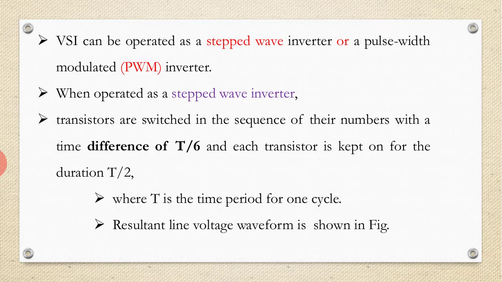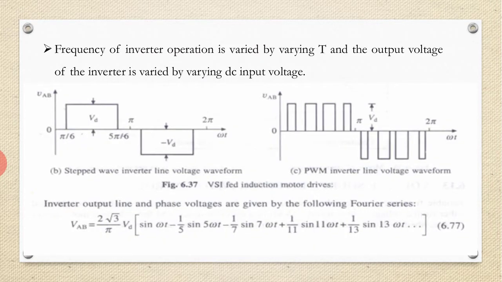Next, the voltage source inverter can be operated as a stepped wave inverter or a pulse width modulated inverter, PWM. When operated as a stepped wave inverter, the transistors are switched in the sequence of their numbers with a time difference of T by 6, and each transistor is kept on for the duration T by 2, where T is the time period for one cycle. Now here are the resultant voltage waveforms.